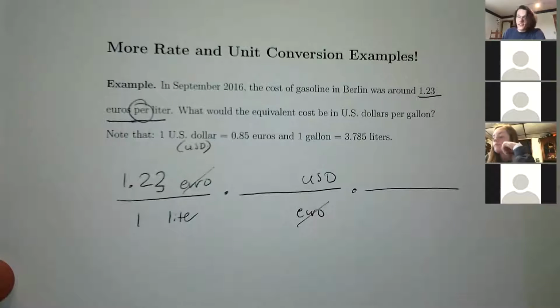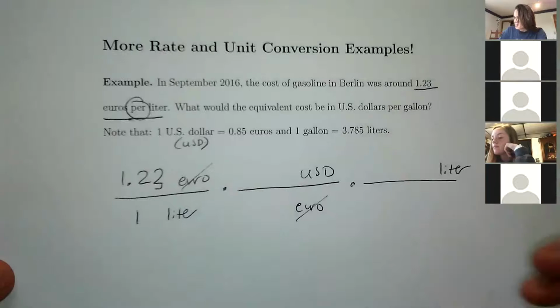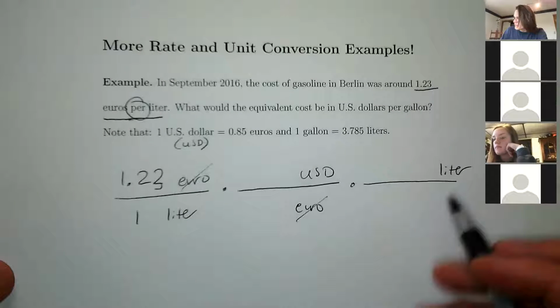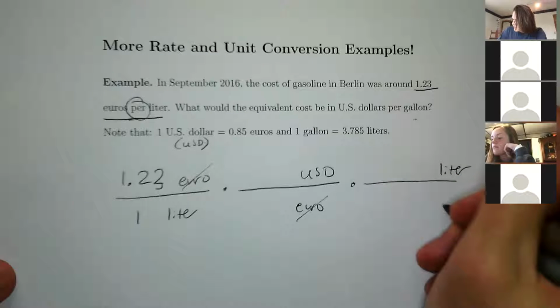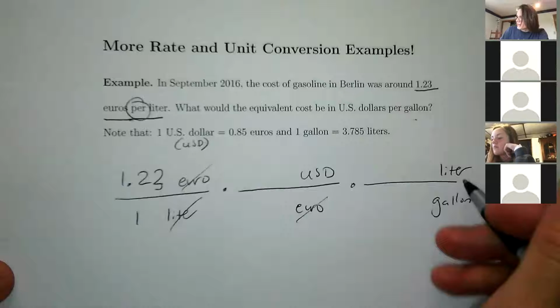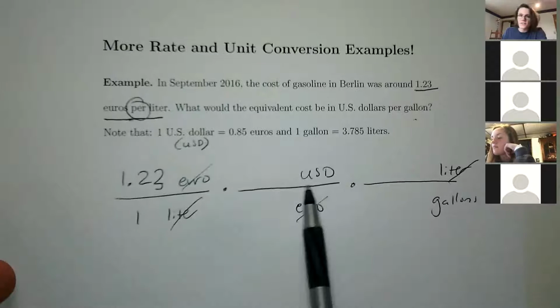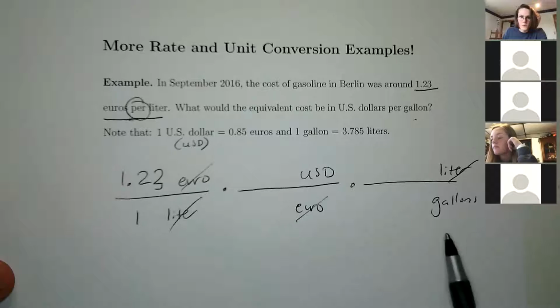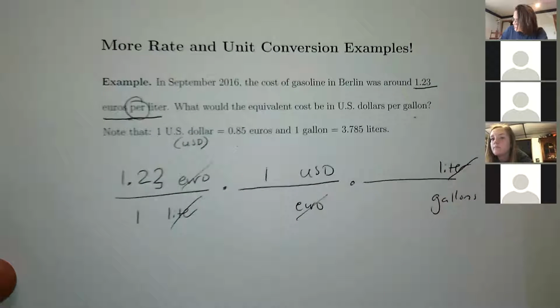Then for the liter, I'll put the liter here because I want the liter to cancel and I want it to be in gallons, so I'll put gallons down here. You'll note now that the liters cancel and my units, when I plug in my numbers, will be USD, or United States dollars per gallon, which is exactly what I want. Now you just plug in the numbers. I say $1 equals 0.85 euro, so put the 1 there and the 0.85 down here.